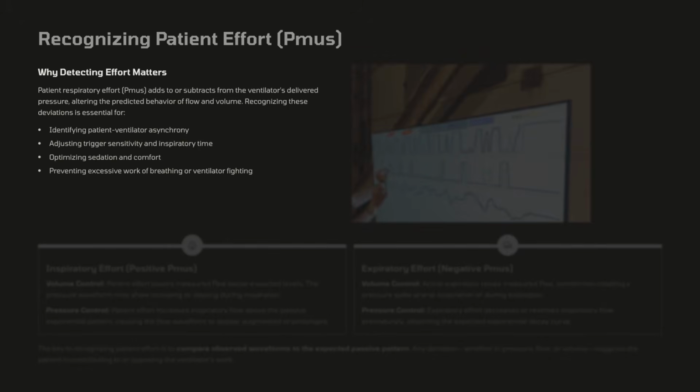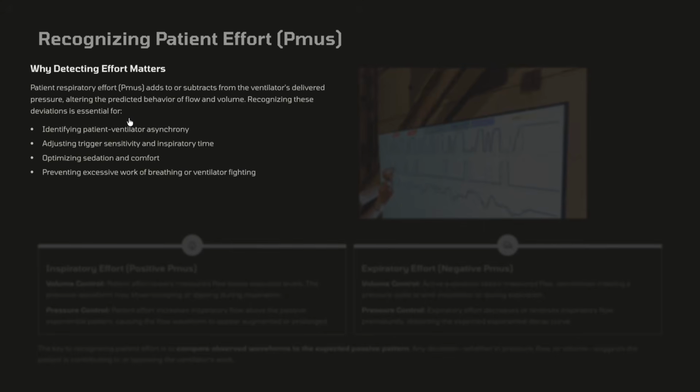The patient's respiratory effort adds to or subtracts from the ventilator-delivered pressure, altering the predicted flow, and recognizing this is important. It will help us in identifying patient-ventilator asynchrony, and adjusting our trigger sensitivity and inspiratory time. We need to use this to optimize the sedation and the comfort level of the patient, and prevent excessive work of breathing or ventilator fighting. If I am giving the ventilator to reduce the work of breathing and the patient continues to have these breaths, then what is the benefit of it? We have to check this. We have to sedate and give comfort to the patient in the initial stages.